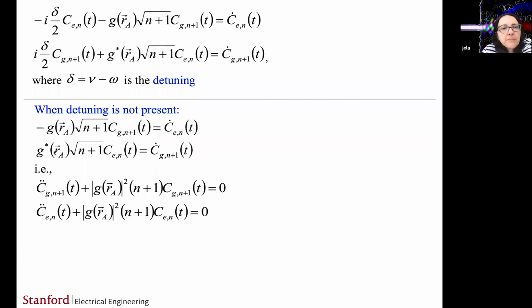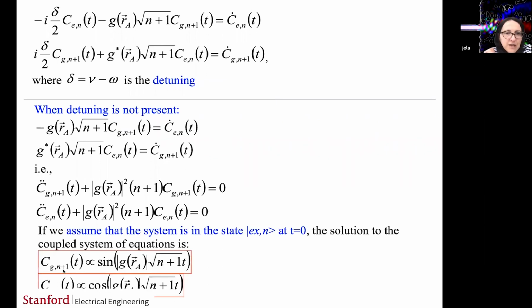Okay. So when delta is 0, you remove the first term, you apply a second derivative on both equations, you combine them, and you obtain these two second order differential equations, one for C E n, one for C G n plus 1. These are very simple second order differential equations. What are the solutions of these equations? They're homogeneous second order differential equations, right? The simplest ones. Oscillation, right? That's the one that always pops up in physics, right? So C E n and C G n plus 1 would be proportional to some cosine or sine of g square root of n plus 1 t, okay?